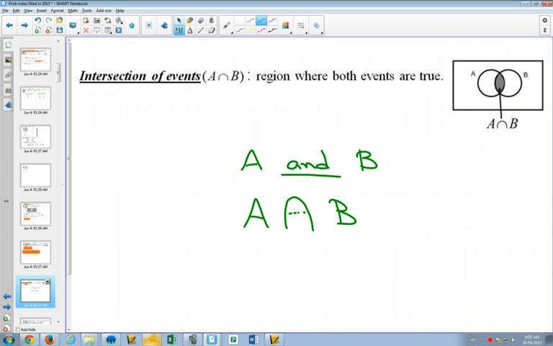So a question might ask, what are the chances of this and this happening in our Venn diagram? That's only where both of them occur.